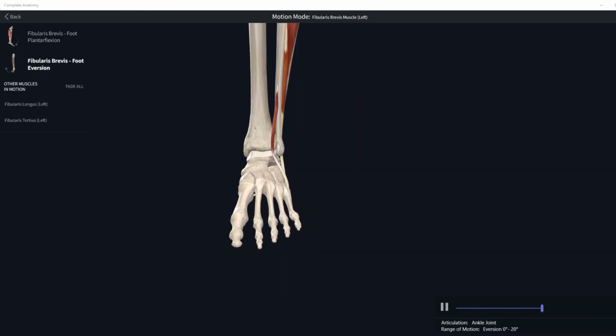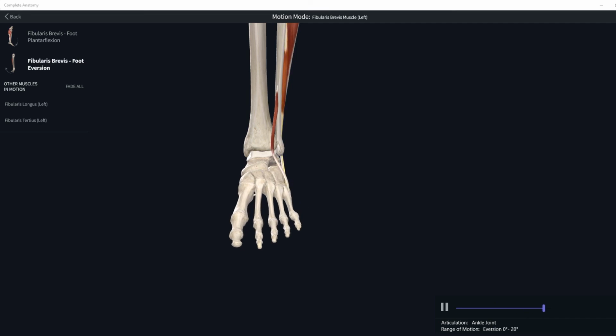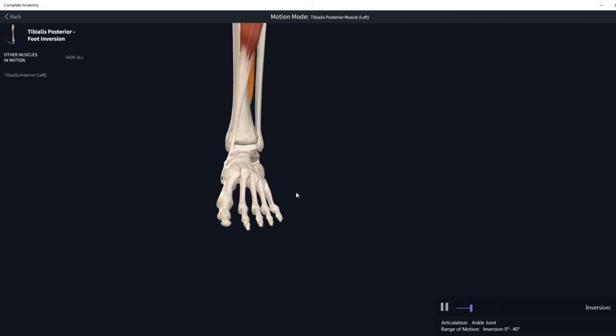If we move from our upper limb to our lower limb, we can find that at the foot we have two basic movements called inversion and eversion. Eversion occurs when the plantar surface of the foot points out laterally. Inversion occurs when the plantar surface of the foot points medially.